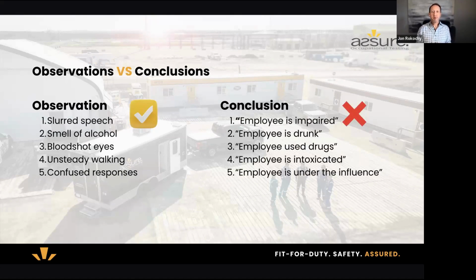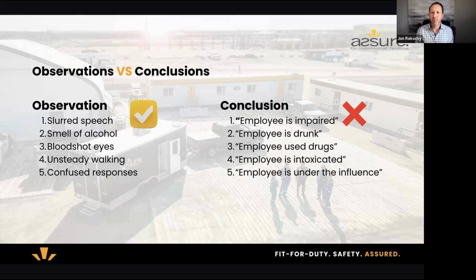So here's some other things about good documentation versus poor documentation. We want to focus on observations. We're avoiding conclusions. Observations are what we're after. Conclusions are what we're avoiding. So here's some examples of things that you're going to document on your report. You're going to say the employee's speech was slurred when they talked. They smelled of alcohol. They had bloodshot eyes. These are things you can physically see and observe. Unsteady walking, confused responses. Ask them a question, what day it is. They weren't entirely sure what day of the week it was.